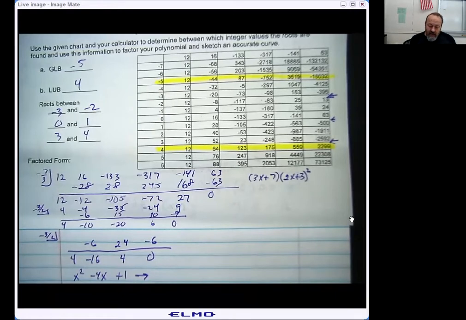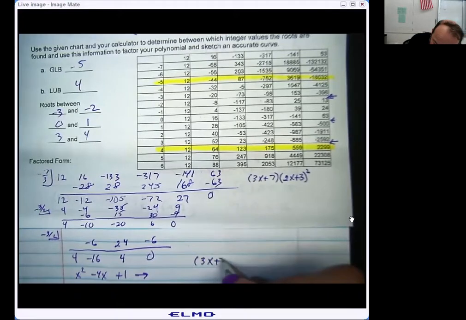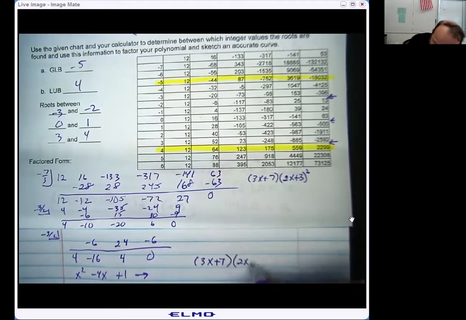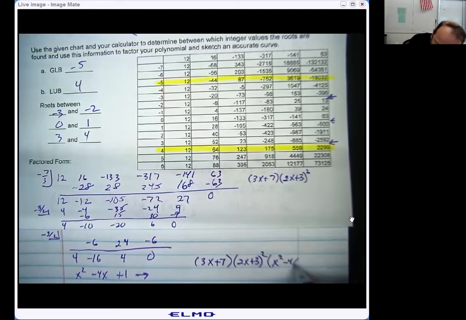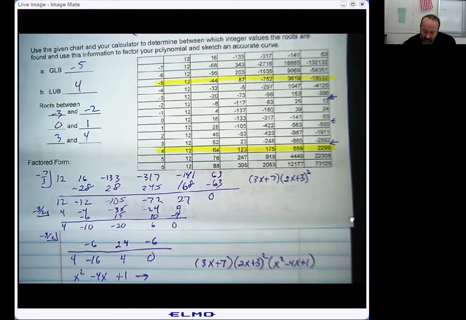Now, this leaves me with the last little piece of our study. It says, let's go ahead and come up with that factored form. So there is my linear factor. There's another couple of linear factors. And here comes my irreducible quadratic factor.